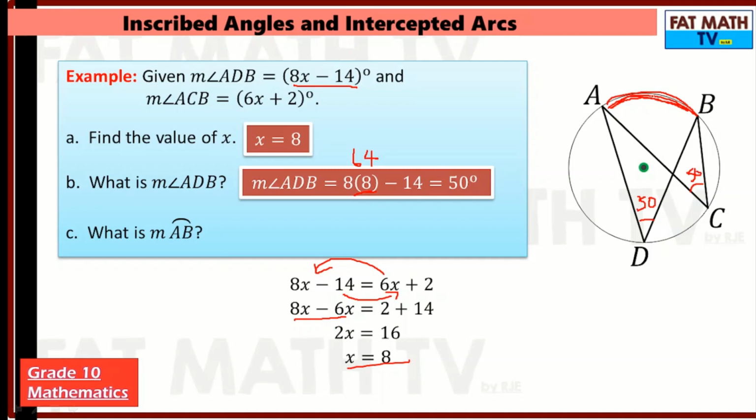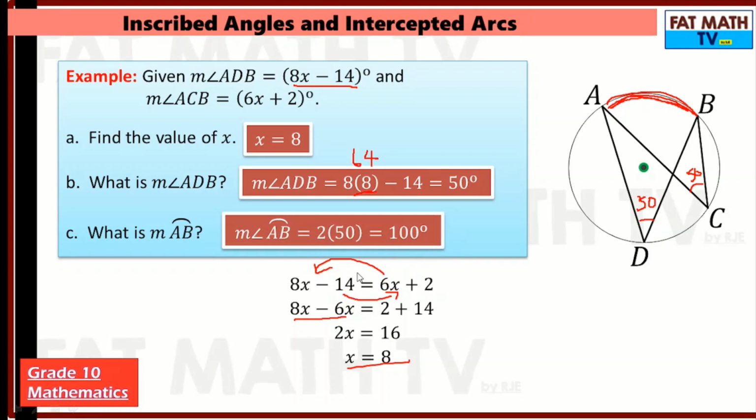How about arc AB? So arc AB is the intercepted arc of these two inscribed angles. So it's twice the measure. So 2 times 50, 100.